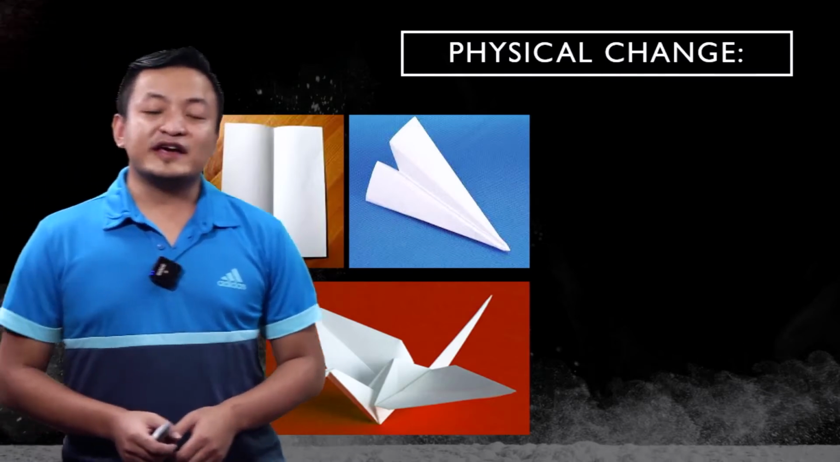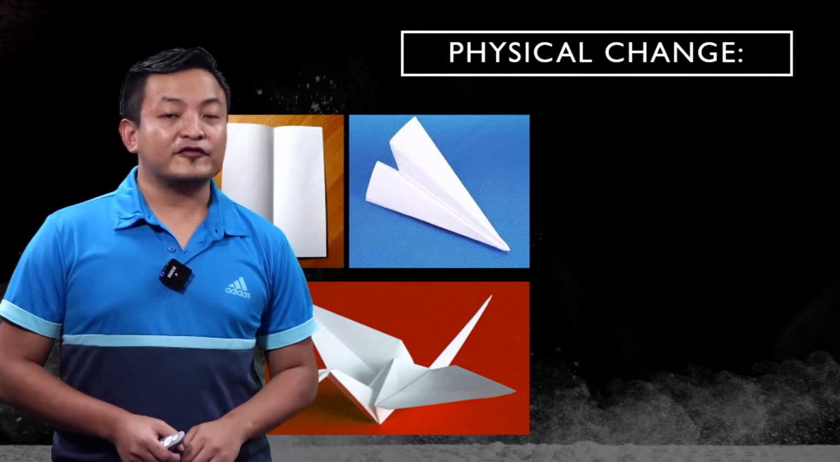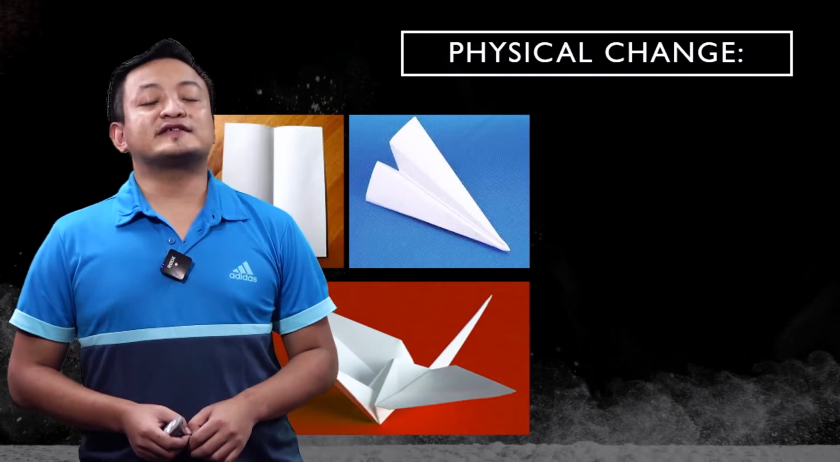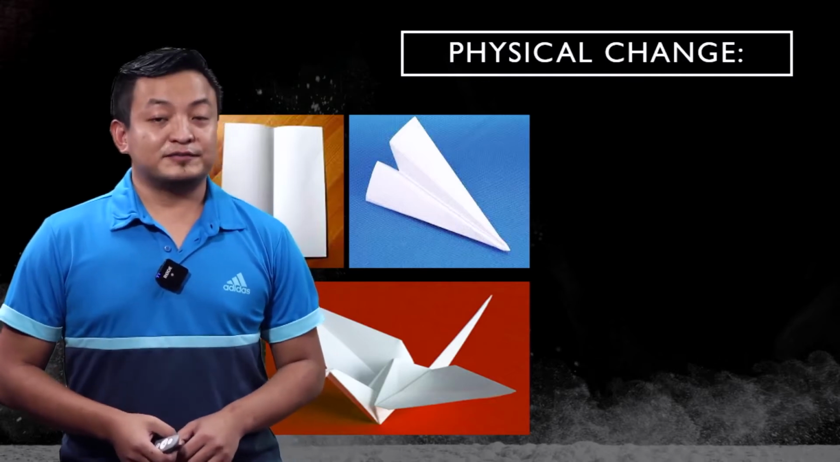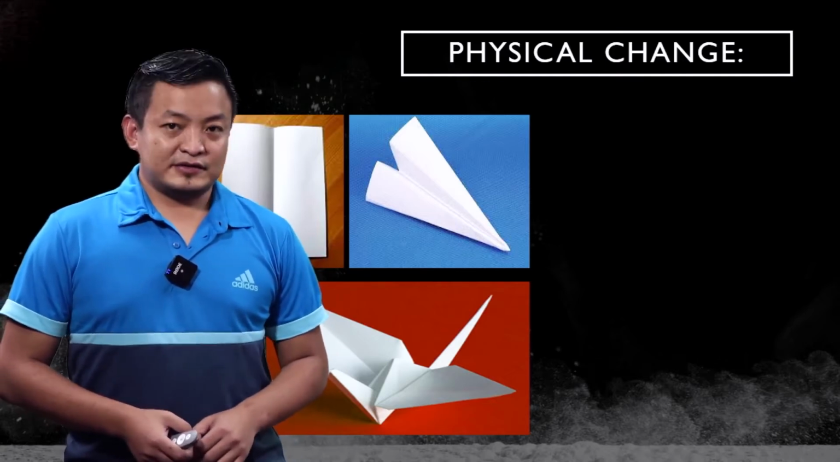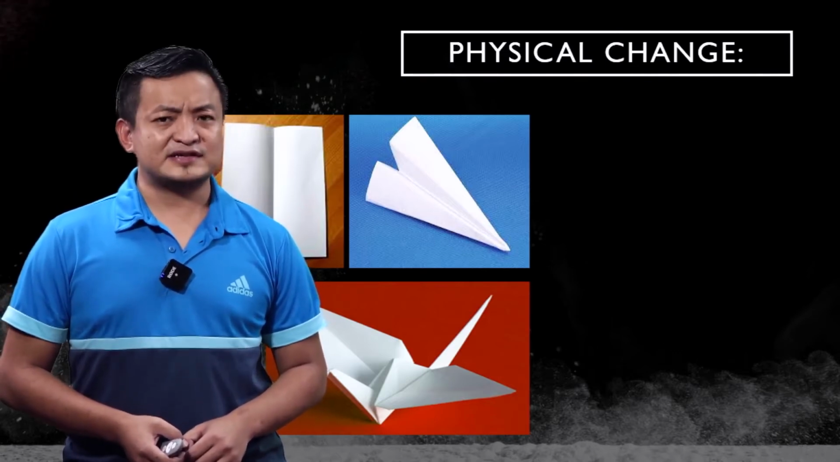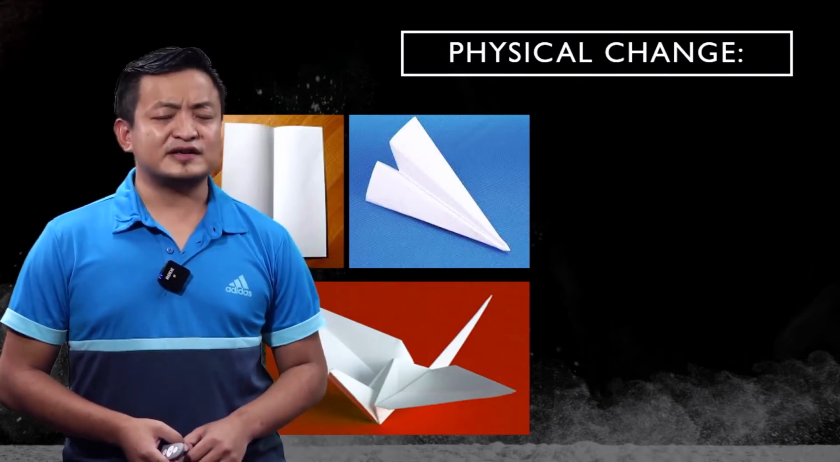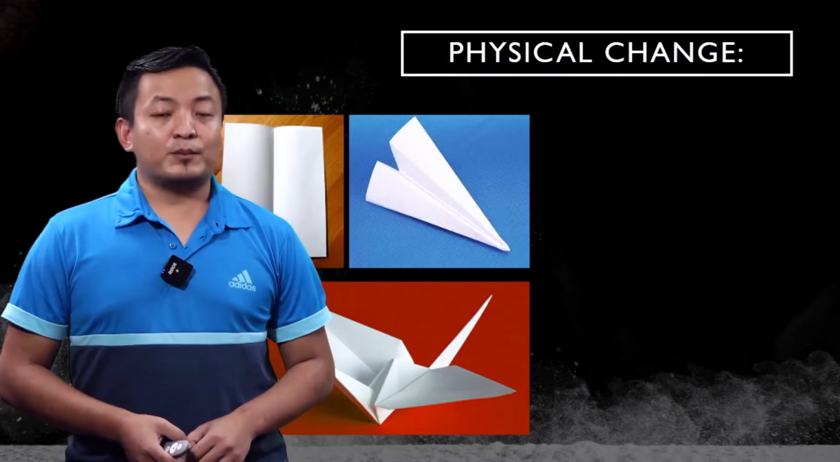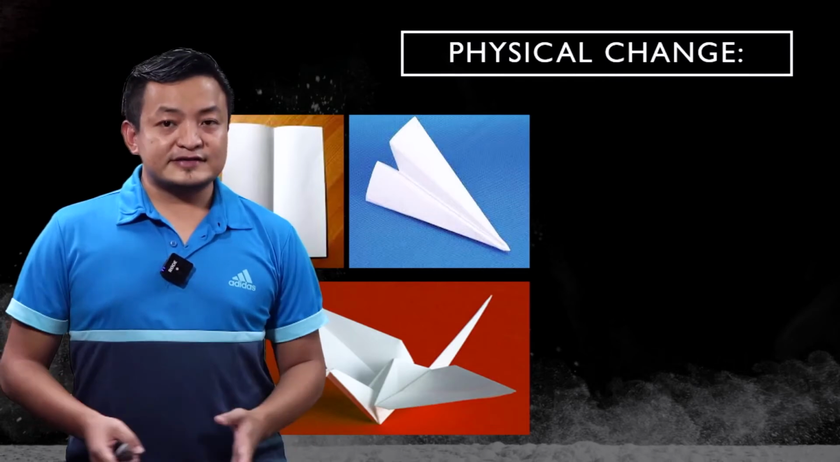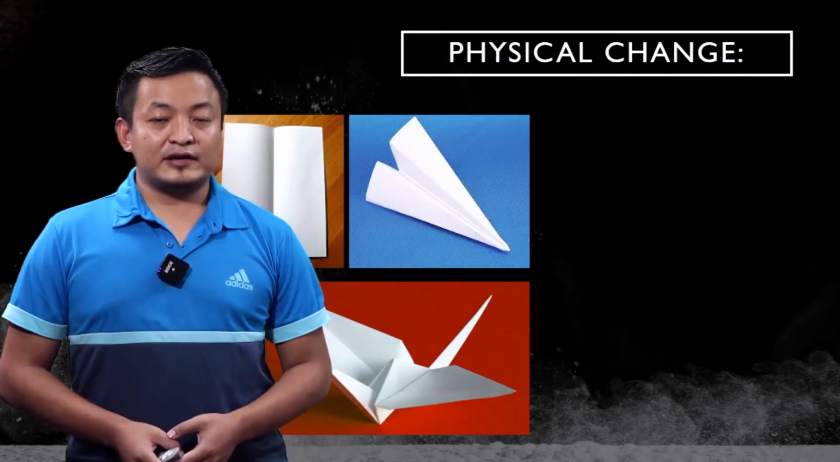So to understand physical change, students, you have to know what physical properties are. When I say physical property, it means the size, shape, okay? Properties such as size, shape, state and color. All these are physical properties, okay?